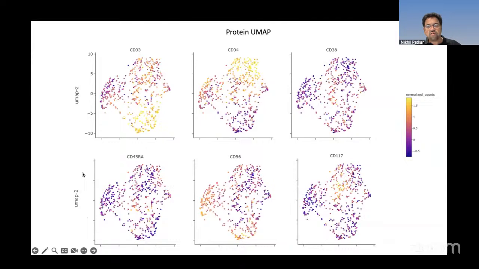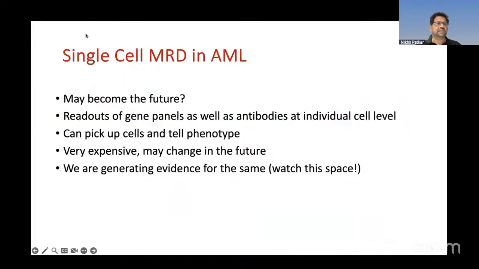So you can then go back and see what antibody was bound to those cells and what mutations there were. And this is where the future of MRD will go, that you will be able to get flow readouts as well as mutational readouts from single cells. This is still far away. It is still science that is 5 or 6 years from becoming routine, but this is where the future will be, that you can see gene panels as well as antibodies at an individual level.